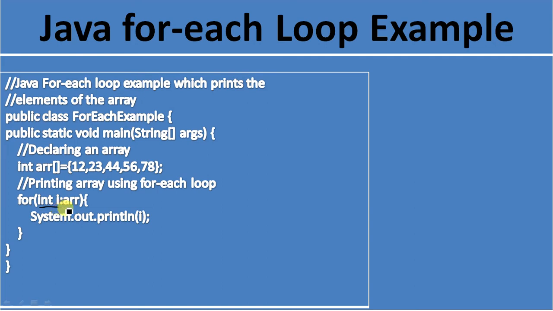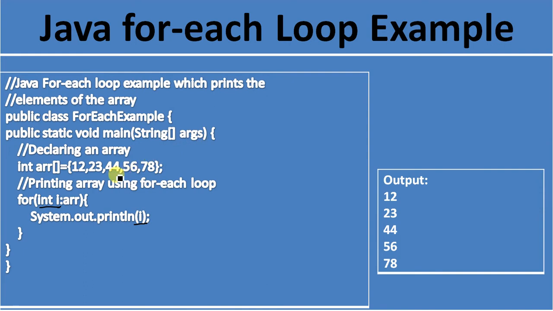Why int i? Because the array holds int type values. If the array holds double type values, then we define double and the variable name. If the array holds string type values, then we define string and the variable name. And here just print this variable, this i will print here. So it will print all the numbers of the array. The output of this program will be 12, 23, 44, 56 and 78.